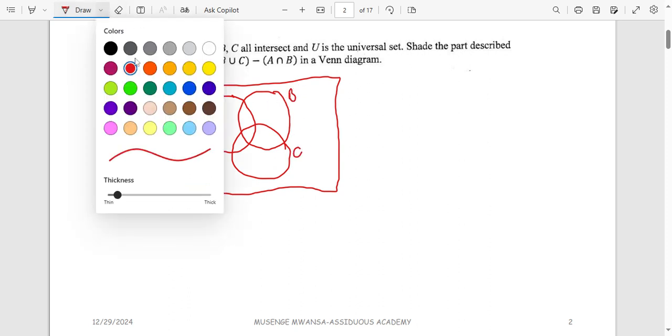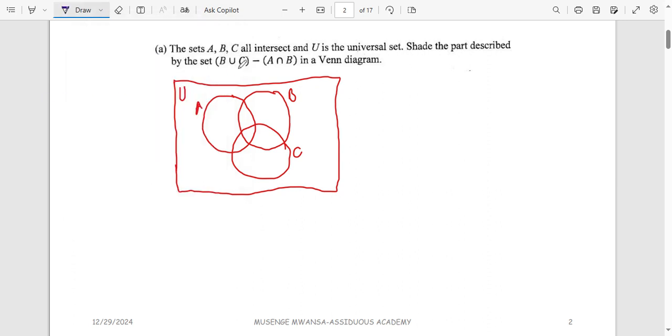And what we want to shade is B union C. If we start with B union C, it means shade everything in B and everything in C. That's B union C. But minus A intersection B. Minus means remove. Remove where A and B are intersecting. That is minus A intersection B.